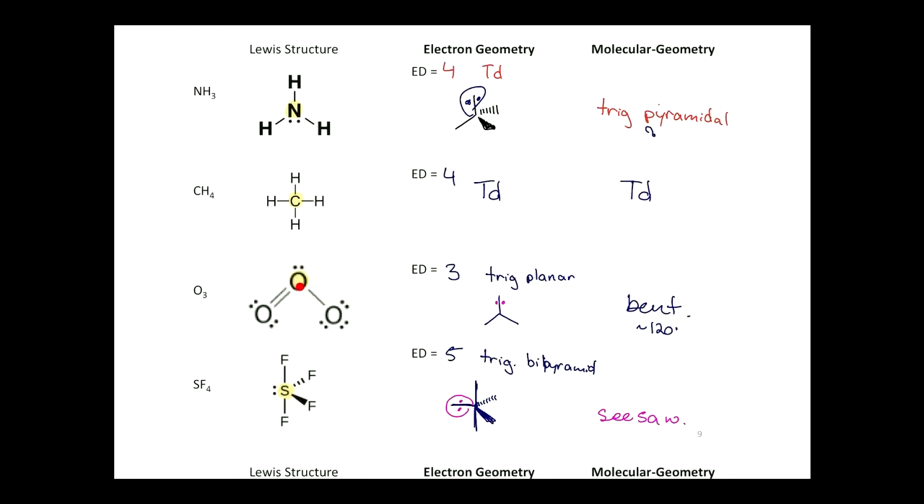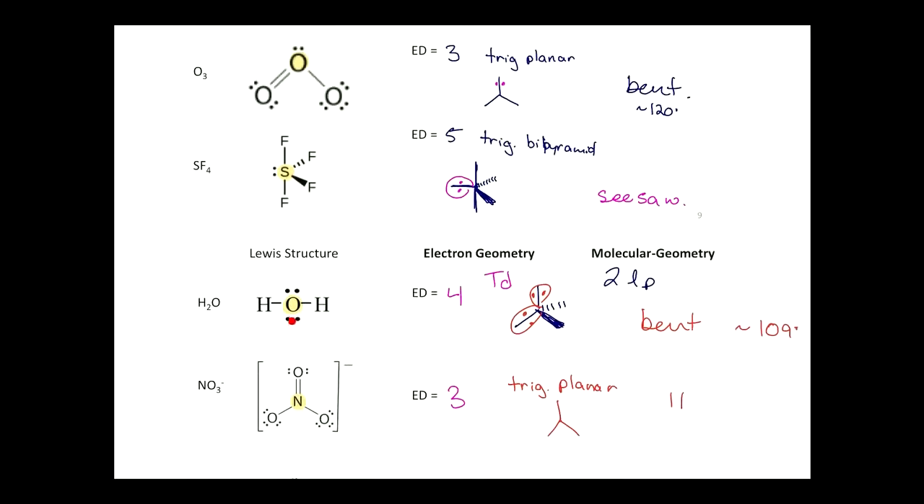Or in this case, we have ozone. There are 3 electron domains here. So you start with your electron geometry as trigonal planar, but because there's 1 lone pair and 2 bonds, we just see the bonds, we cover up that lone pair, and that gives us our bent shape. That's around 120 degrees.